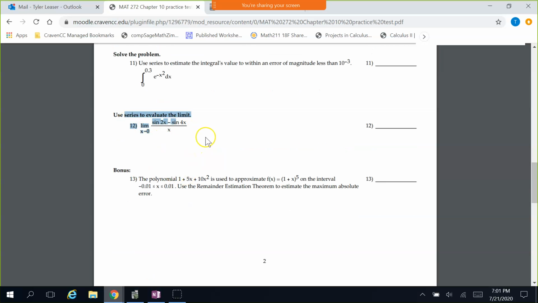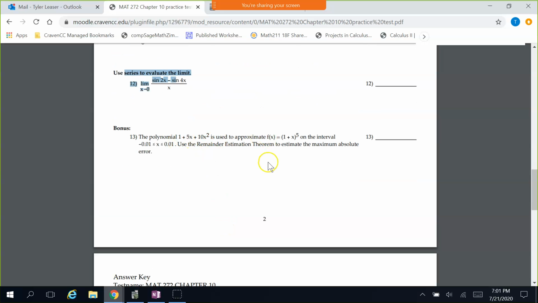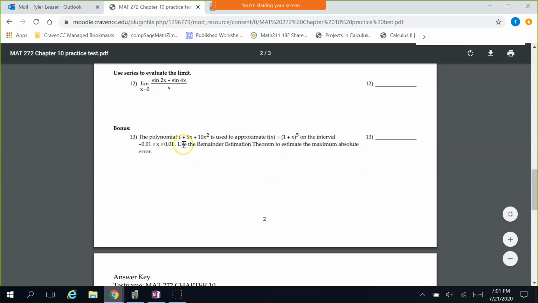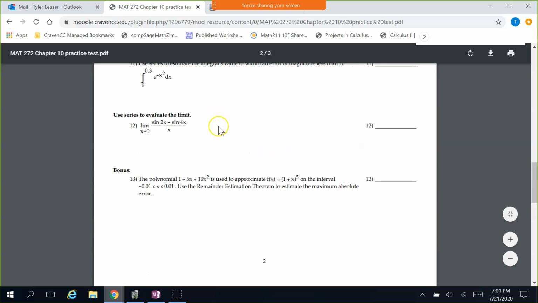12 I said to skip, so we can ignore that. And then there's a bonus question down here. The remainder estimation theorem. So that was in one of the videos that I made. This has to do with the integral test a little bit, and using the integral test to approximate some stuff. But we can ignore that one.